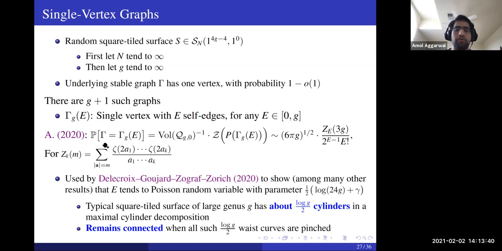So what one can do is further analyze these single graph contributions. The contribution coming from the probability, say, that your graph gamma is equal to this specific single vertex graph with E loops, by definition more or less is equal to one over the volume times the contribution of the specific single vertex graph. And the statement is that this is asymptotically growing like square root of six pi g times z_E of 3g over 2 minus 1, over E factorial, right?